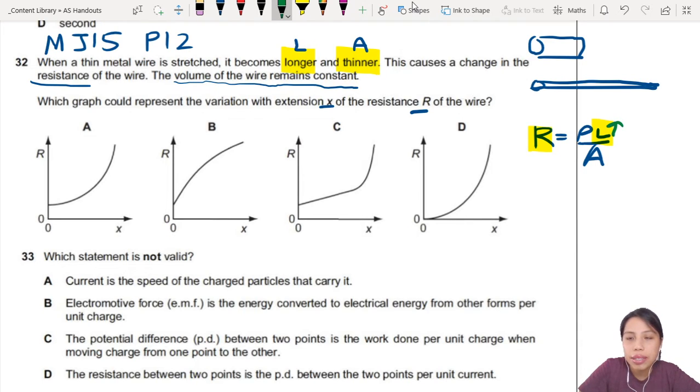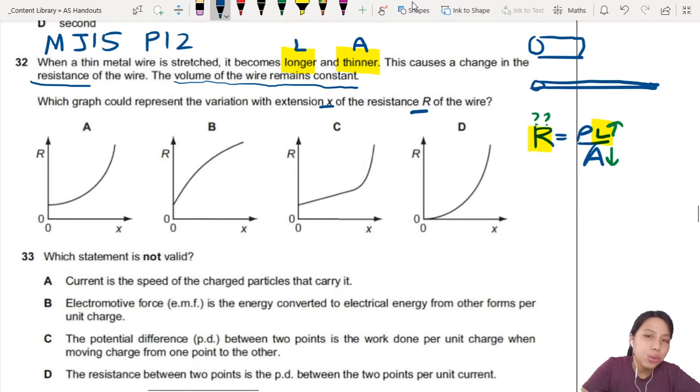Getting longer, but then area decreasing. At different factors, they are not linear. Well, this one is linear. This one is not linear. Anyway, the problem is we have too many things changing. So we cannot just say a relationship of R with L, R with A, because both are changing.